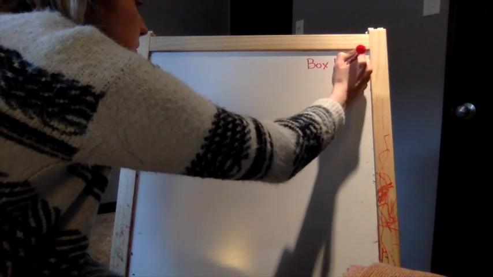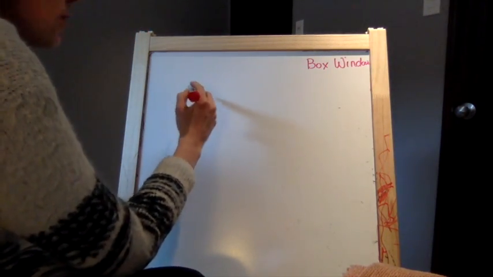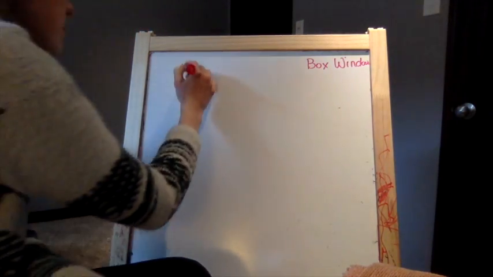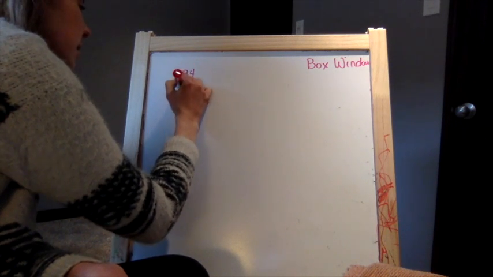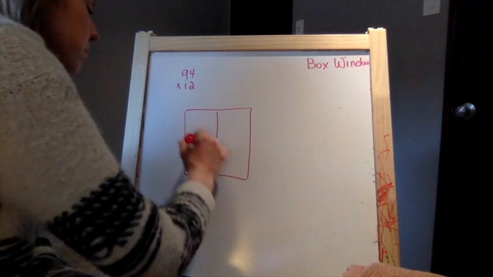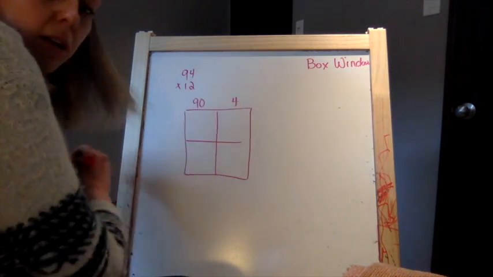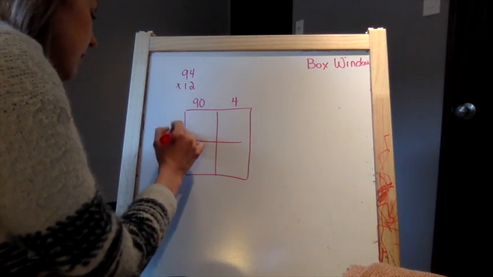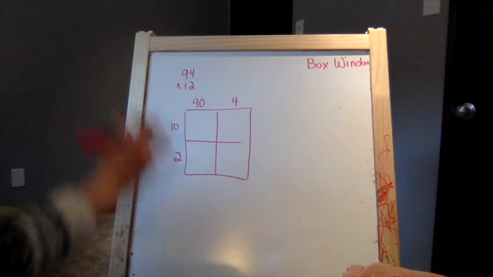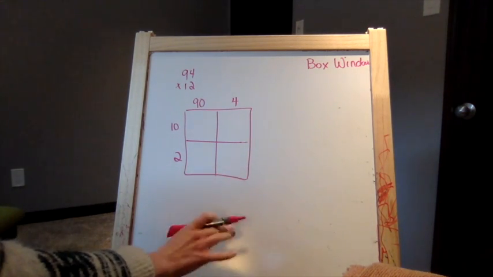Box window. Oh no, I ran out of room. Okay, so I'm going to do 94 times 12. So I draw my box and my window, and I go 90 and 4 and 10 and 2. This is the same thing you do with Grandma and Grandpa's way. It's just a different way of organizing it for your mind.